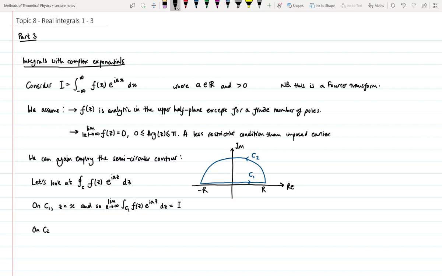What about on the arc C2? Here, as before, we're going to have z is r e to the i theta, and so we can write that the integral along C2, which for convenience I'm going to call I subscript C2, is the integral from 0 to pi of f of r e to the i theta, and then we've got e to the i a z, and we can write this as e to the i a, and then z is given by r cos theta plus i r sine theta, and the differential becomes i r e to the i theta d theta.